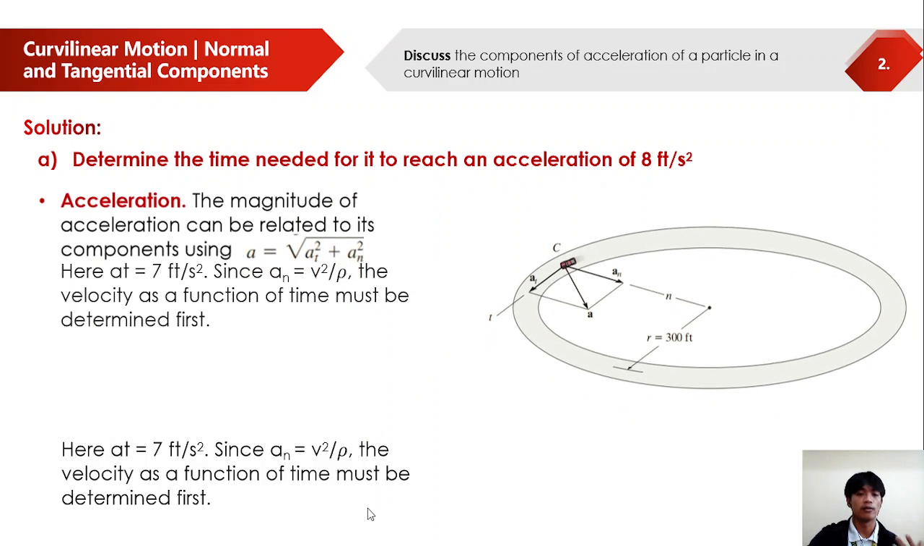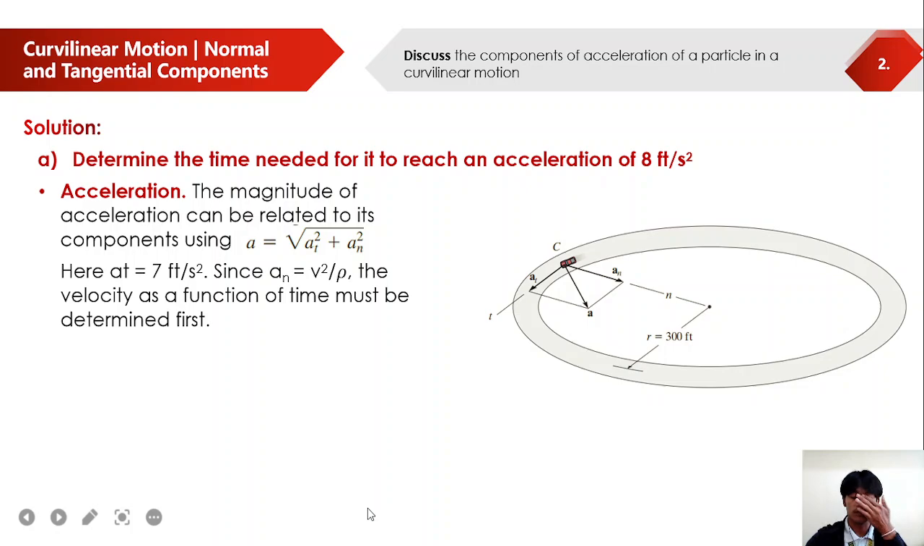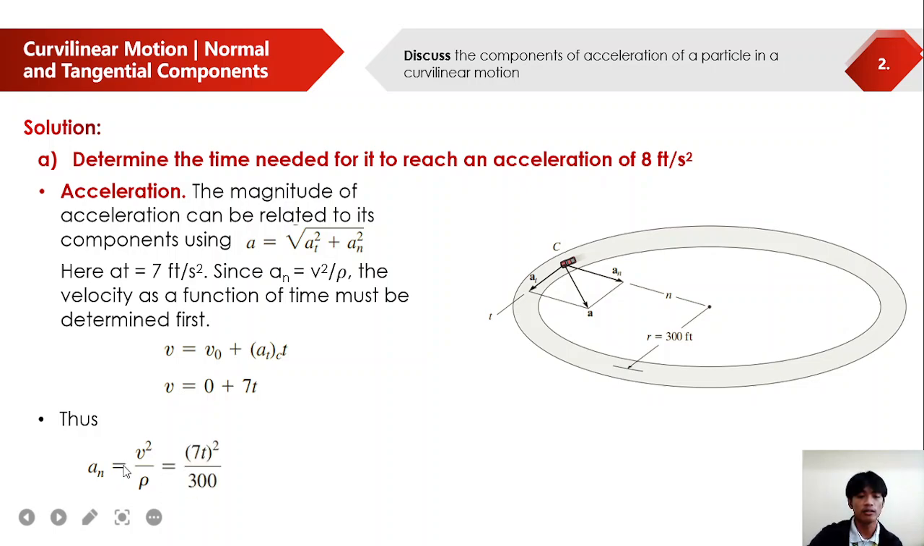Okay? So, for the magnitude of our velocity, v is equals to v sub o plus a sub t times t. So, since the initial velocity is 0, plus 7, since your acceleration is 7 feet per second squared, times t. Thus, to compute for our normal component of our acceleration, v squared over rho, therefore 7t squared. So this is your function of your velocity with respect to time, no? In terms of time, no?